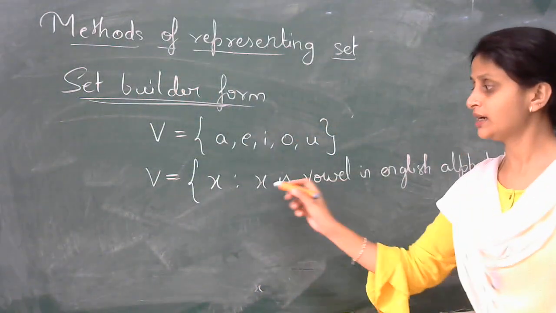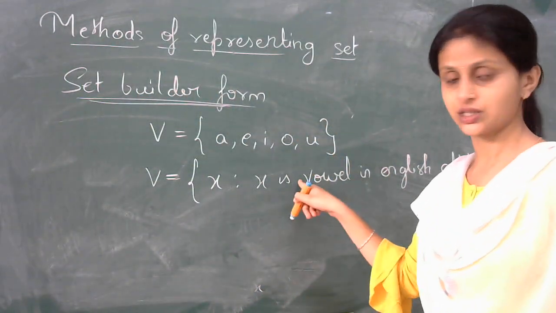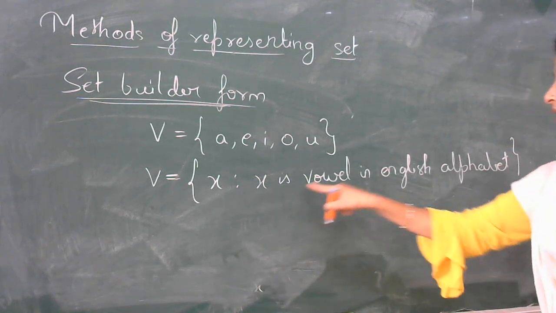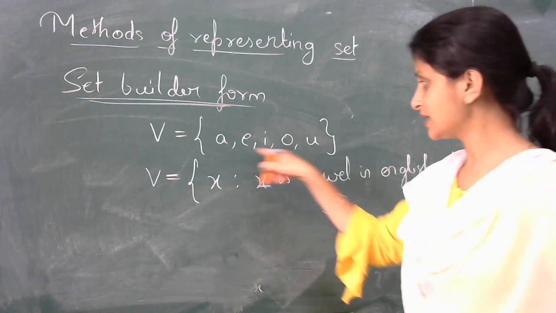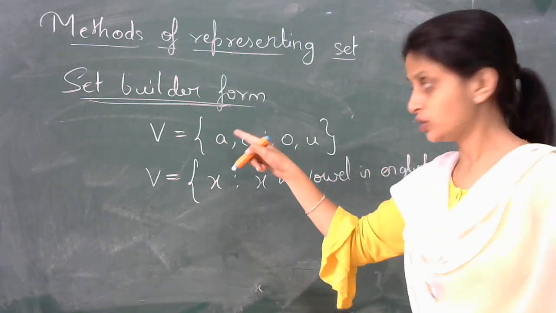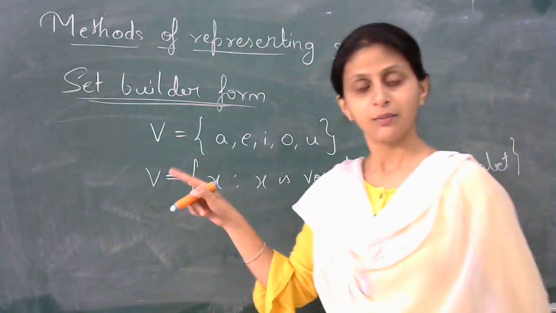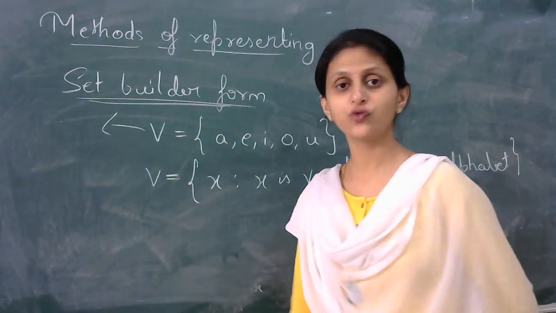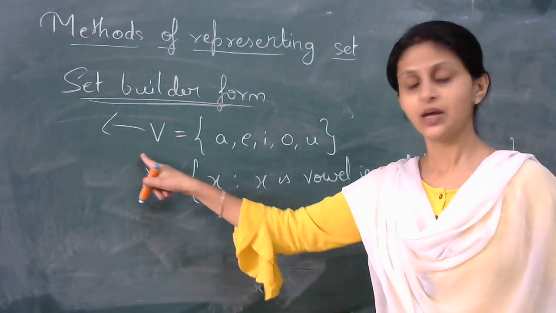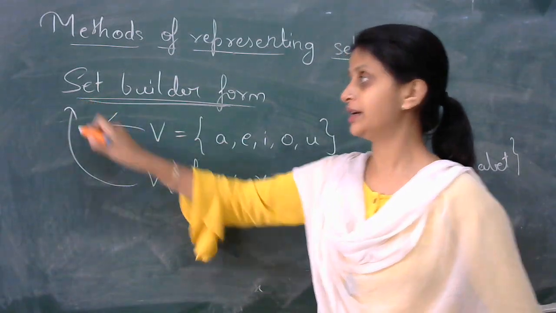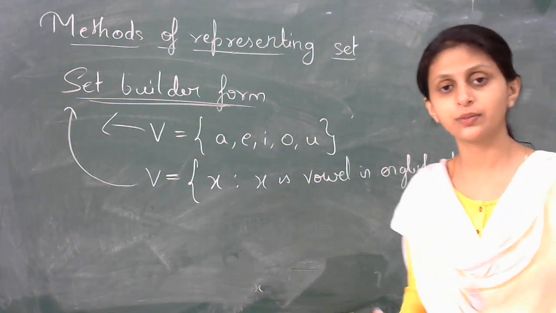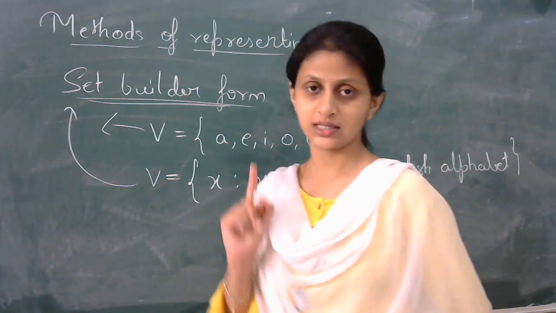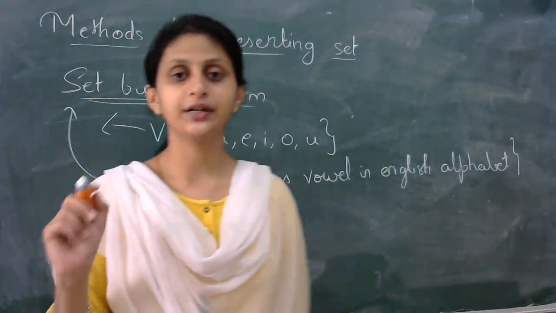Now if you take any element here, students, here you can observe x such that x is a vowel in English alphabet. So what elements will you get? Of course these are all the elements, right? So these two sets are the same. But this is written in roster form, and this is written in set builder form. Means you will be writing the common property possessed by all the elements of the set. This is set builder form.